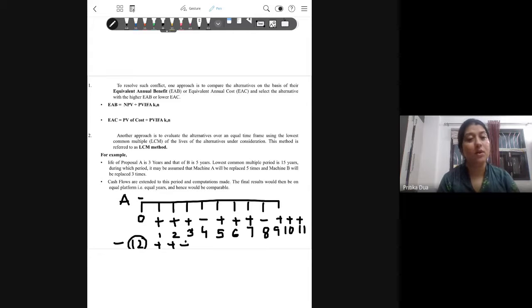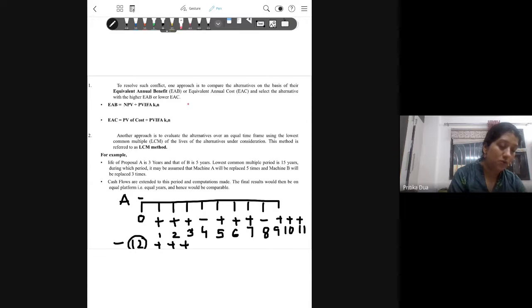Say, for example, you have projects which give you an LCM of 25 or 30. Then extending projects over this time span and then calculating the NPV and IRR, that becomes quite difficult. So this method is not widely used. What is widely used is the second method, which is mentioned here, which is the equivalent annuity method.